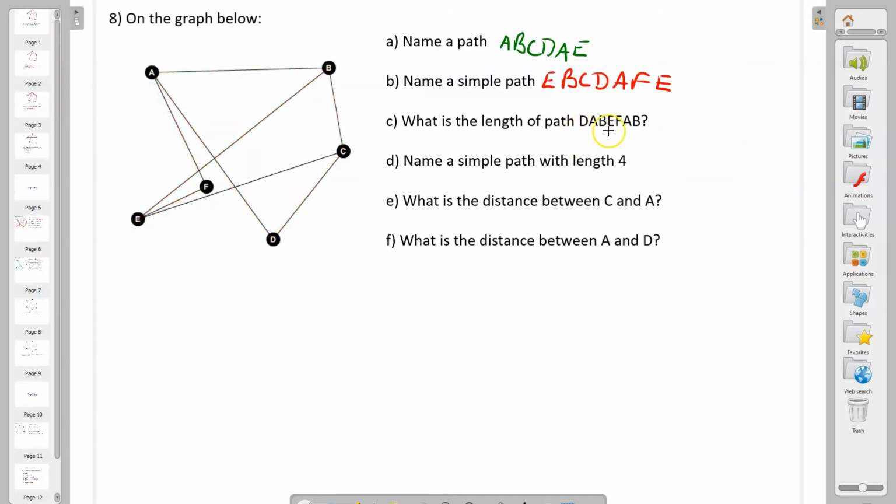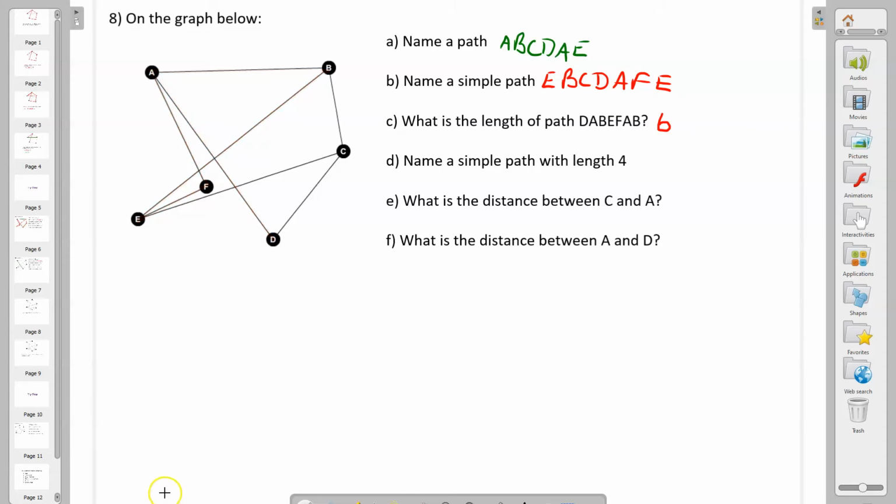To determine the length of the specified path, DABEFAB, we can certainly draw it on our graph, starting at D, going to A, going to B, going to E, going to F, going back to A, going back to B, and that's our path. The length of this path we can calculate fairly simply by looking at the number of vertices and subtracting 1. Here we've got 7 vertices, so the length is 6.